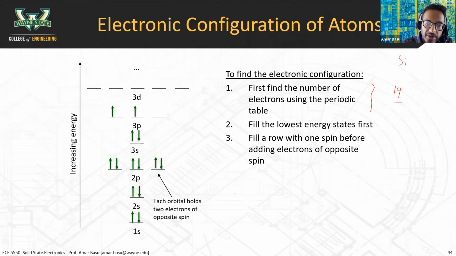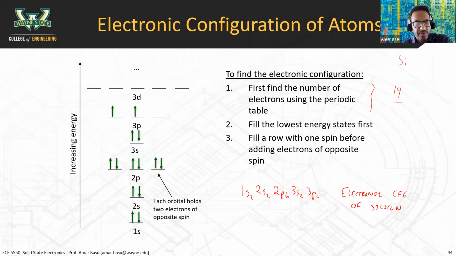And if we want to write that down in shorthand notation, we would say 1s2, meaning there are 2 electrons in the 1s subshell. We say 2s2, 2 electrons in the 2s subshell. And 2p6, there are 6 electrons there. Then 3s2, 2 electrons in the 3s subshell, and 3p2, 2 electrons in the 3p subshell. This is the electronic configuration of silicon, and you could do the same exercise for other atoms as well.